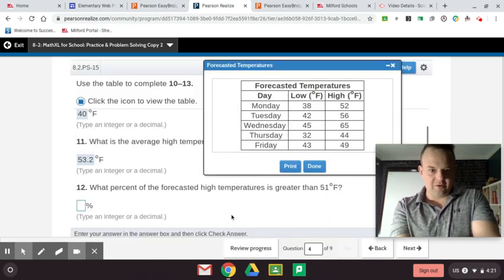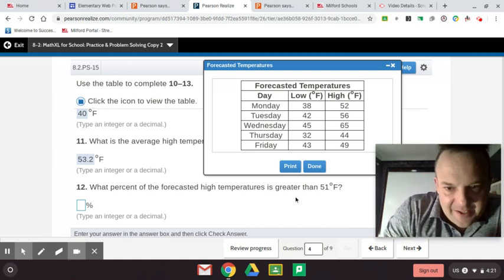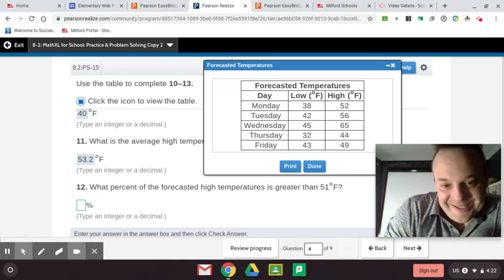Oh, we got more. What percent of the forecasted high temperatures is greater than 51? All right, well, this is important to know. We're only going to work with the high temperatures. 1 out of 5 will equal 20%. 2 out of 5 is 40%. 3 out of 5 is 60%. 4 out of 5 is 80%. And 5 out of 5 is 100%.